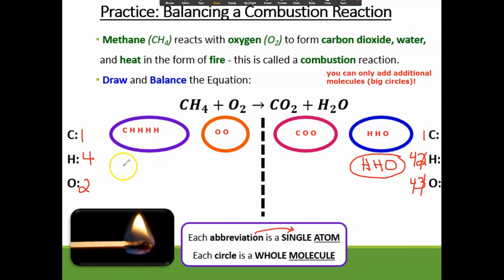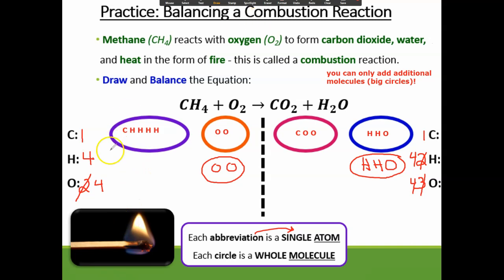So taking a look here, which of these 2 molecules would give me more oxygen? Because again, I can't add random oxygens. CH4 won't give me more oxygen, but O2 will. So I'll go ahead and add another O2 here. So O, O. And taking a look here, 1, 2, 3, 4, I now have 4 O's. And when I added this extra O2, it did not change the number of carbons or hydrogens.